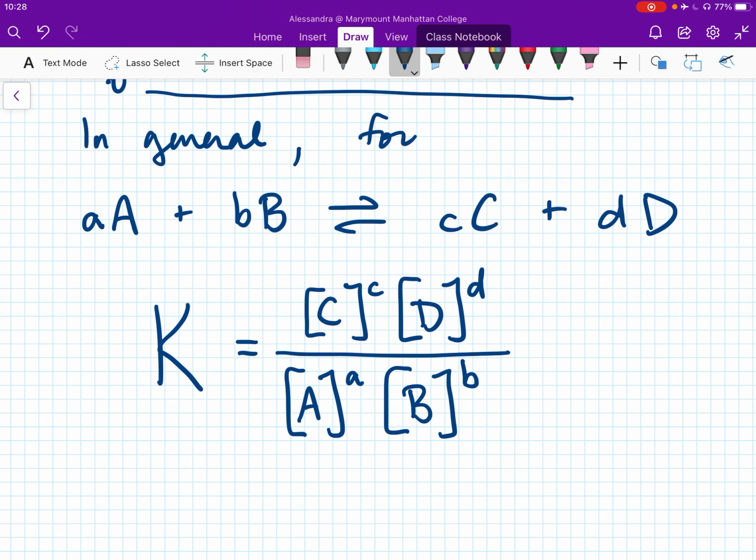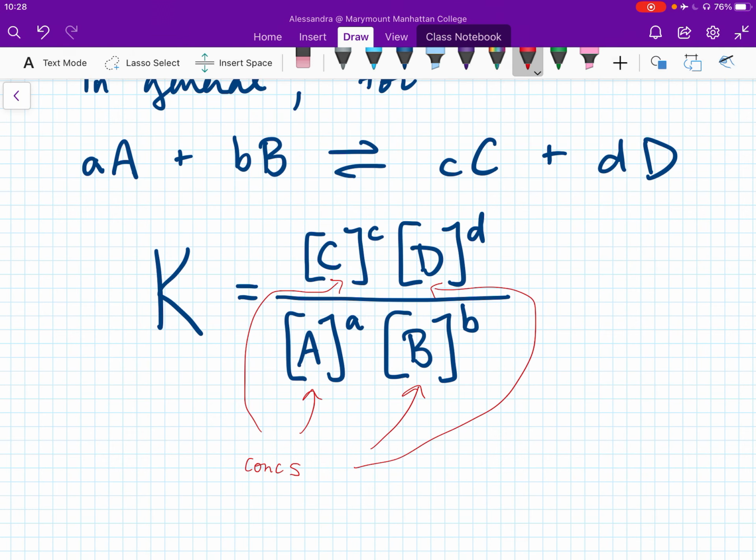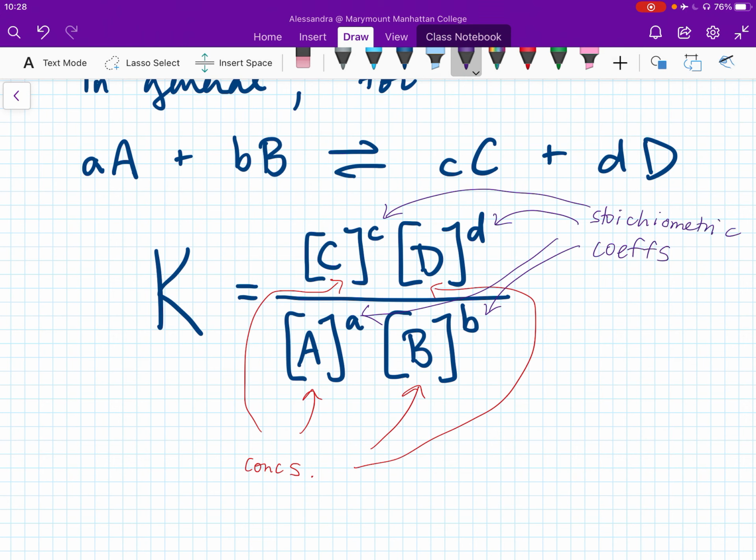So everything in the brackets is a concentration. These square brackets are short for concentration. So everything within these brackets, everything that I'm labeling in red here, is concentrations. Whenever you see square brackets in chemistry, it means the concentration of whatever is inside those square brackets. All of these little exponents, these lowercase letters, refer to the stoichiometric coefficients, those big numbers in front of the reactants and products in the chemical reaction.